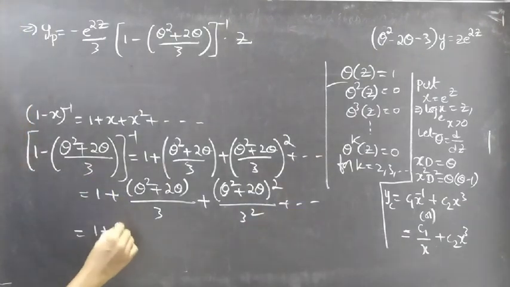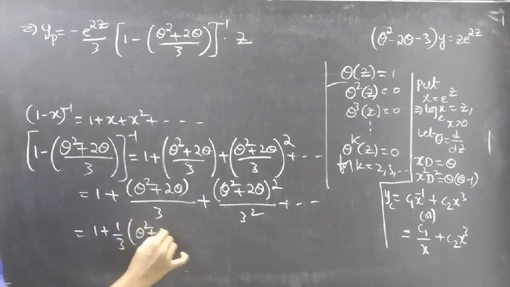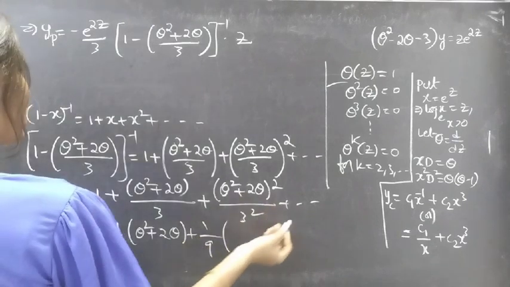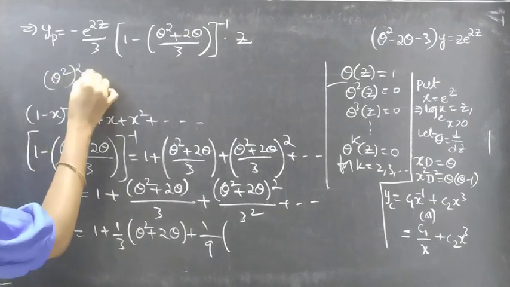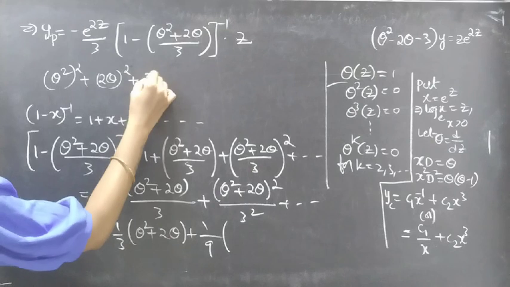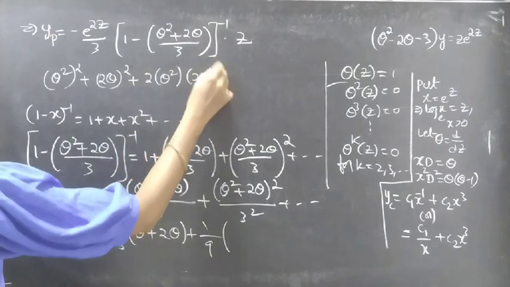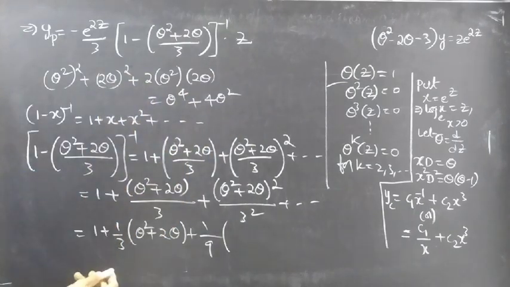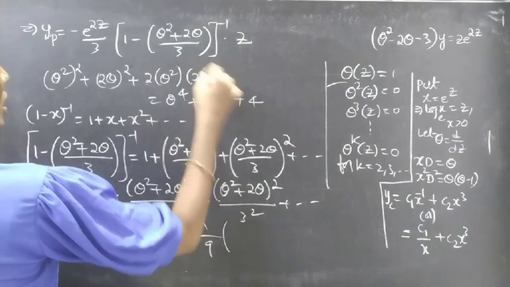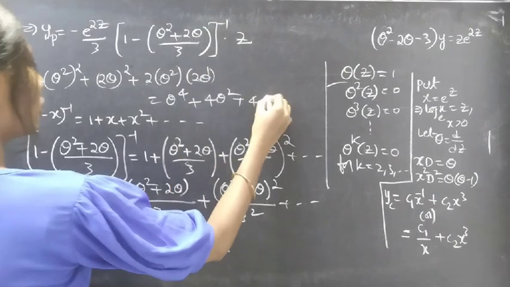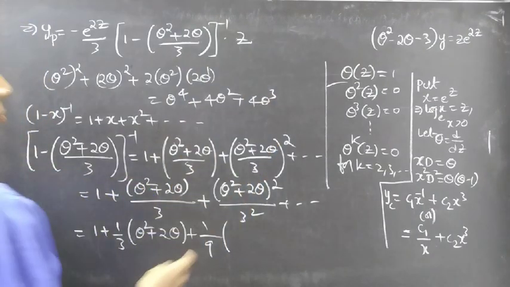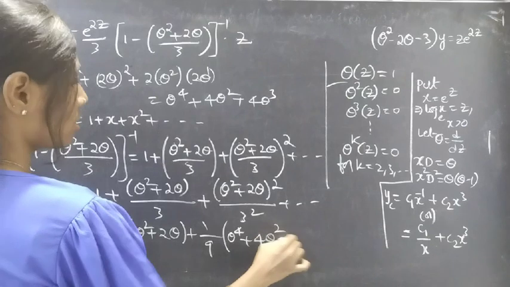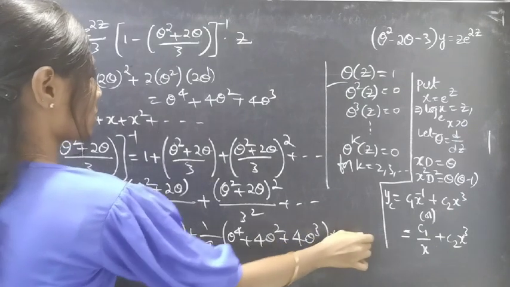This equals 1 plus 1 by 3 into (theta square plus 2 theta) plus 1 by 3 square, which is 9, into the expansion of (theta square plus 2 theta) whole square. The expansion is (theta square) whole square plus (2 theta) whole square plus 2 into theta square into 2 theta, which equals theta power 4 plus 4 theta square plus 4 theta cube. 2 square into theta square is 4 theta square, and the two 2s are 4. Theta square into theta, adding the powers 2 plus 1, gives theta cube.